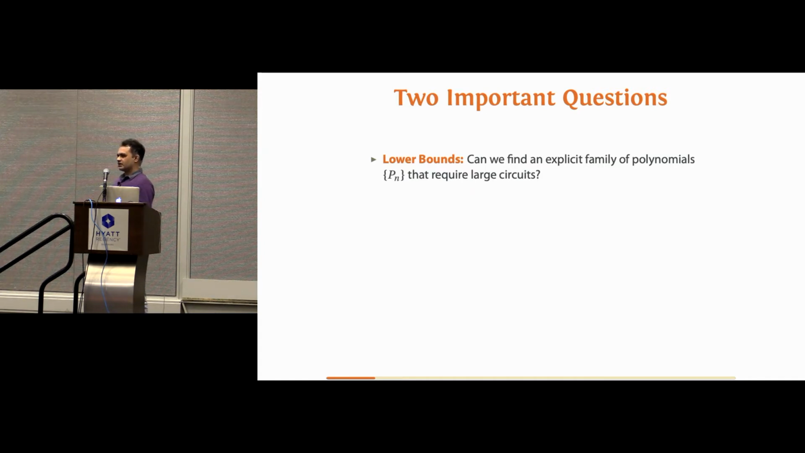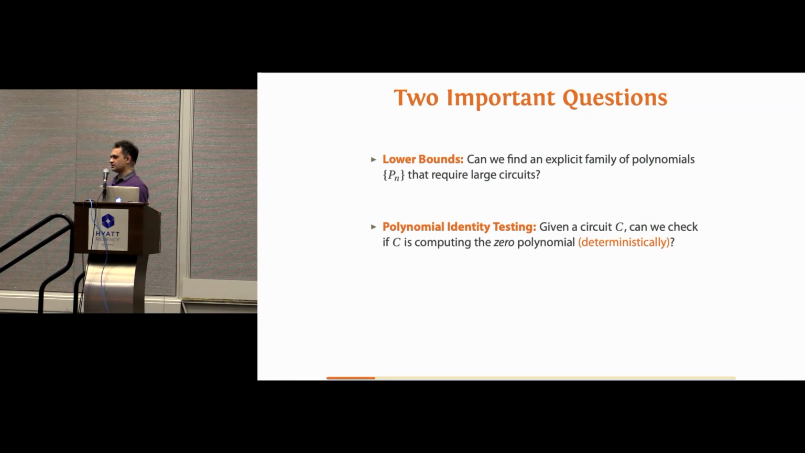And the second question is of a more algorithmic nature, where you're given a circuit and you want to say something non-trivial about the circuit. The simplest of which is you are provided a circuit and you want to check whether this circuit is computing the zero polynomial. And this is called the polynomial identity testing question.